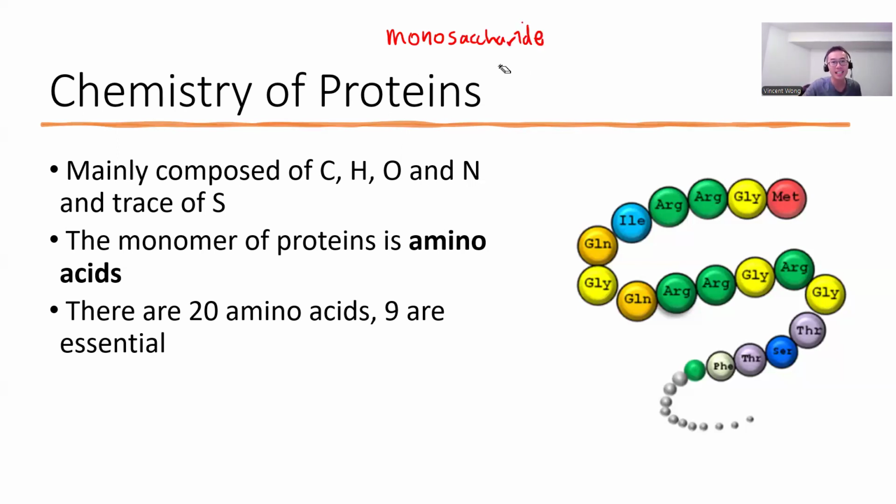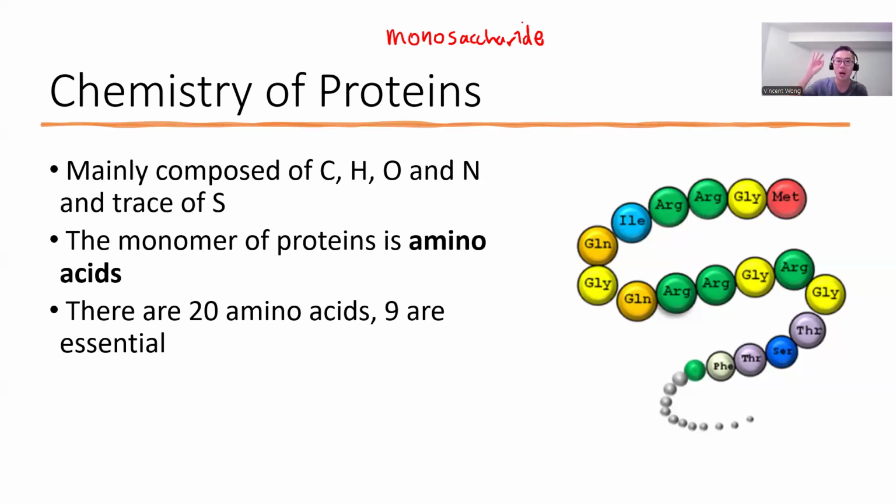Single sugar, right? There are different types of monosaccharides. In fact, we talked about 3 types: glucose, galactose, and fructose. Okay, there are 3 different kinds. Now when I mention it, hopefully it will ring a bell.